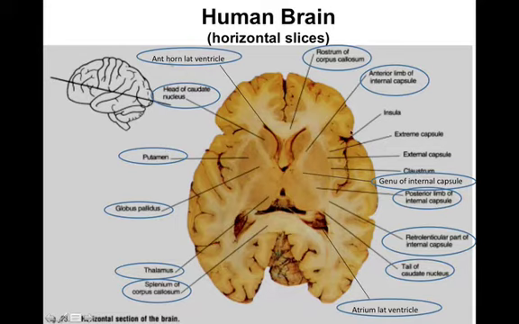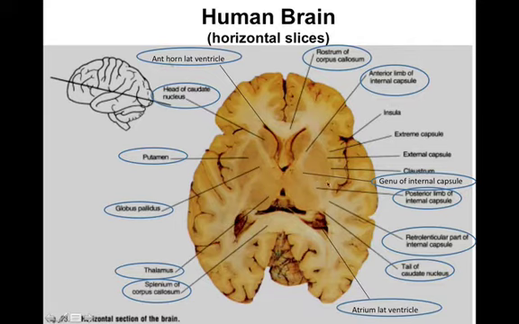So when we took sections through here and looked at it, we saw the anterior horn of the lateral ventricle. We saw the caudate nucleus making the lateral wall of it, and then we also saw the presence of the putamen located on the other side of this white band. So you can go back and forth between those slides to try to help make that connection.